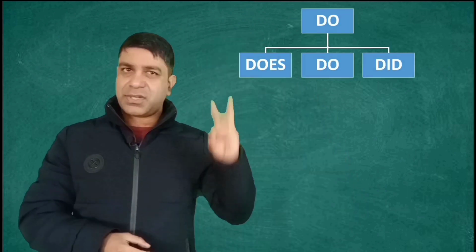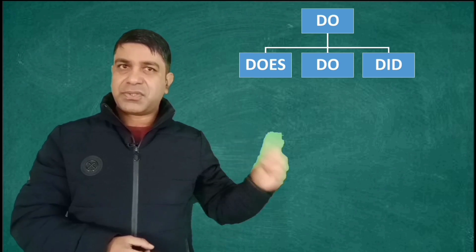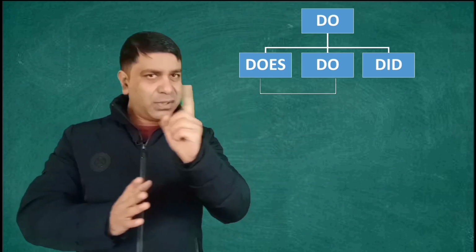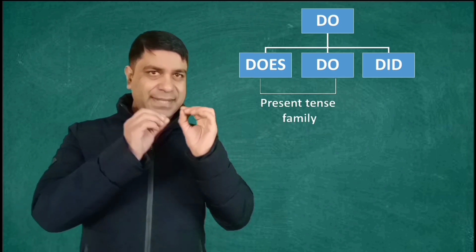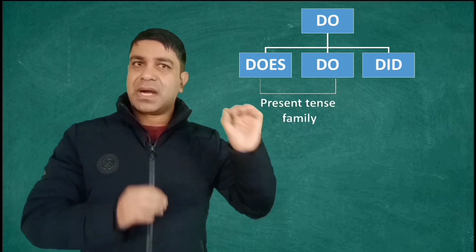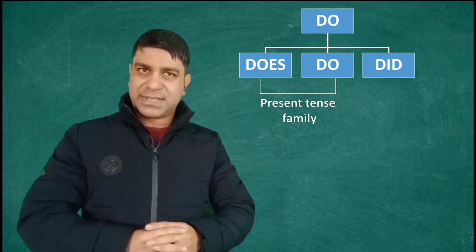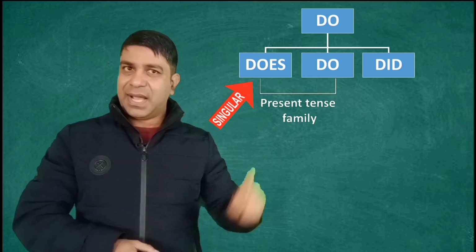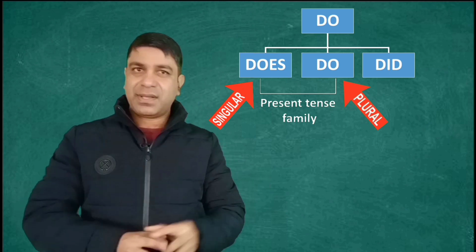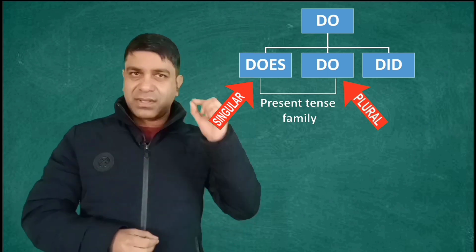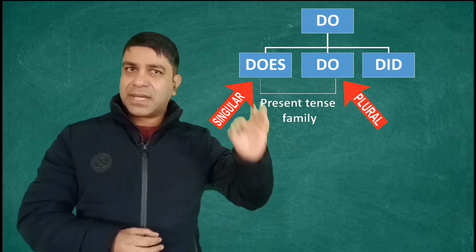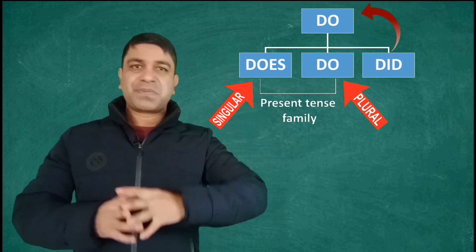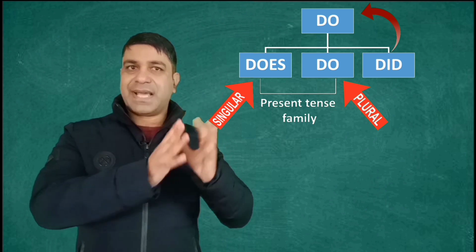Do verb has three forms: does, do and did. Does and do belong to the present tense family. That means these verbs are used only in the present tense. Does is used when the subject is singular and do is used when the subject is plural. When you change does and do into past tense, they become did. Let me explain with some simple examples.